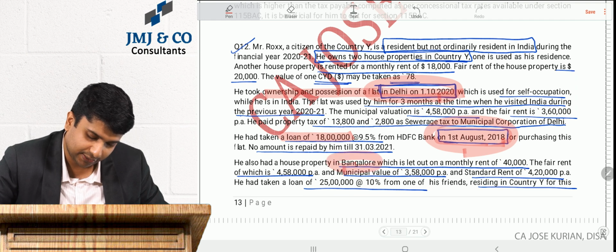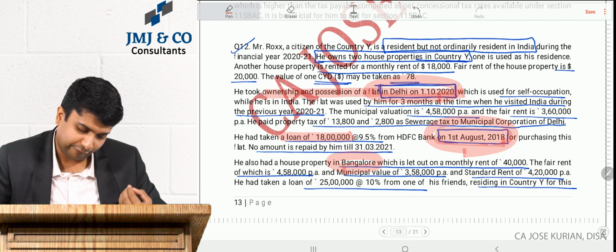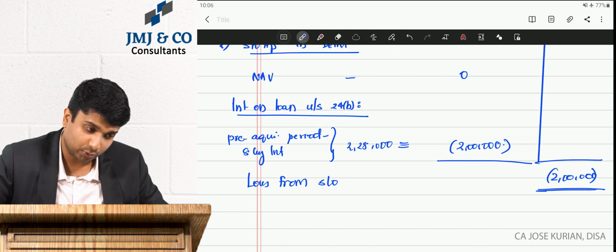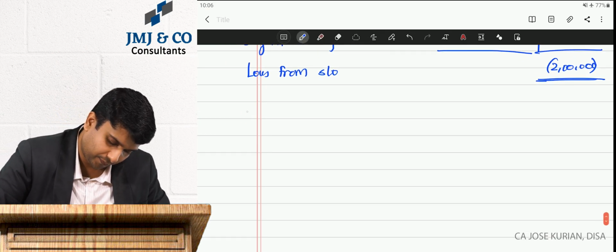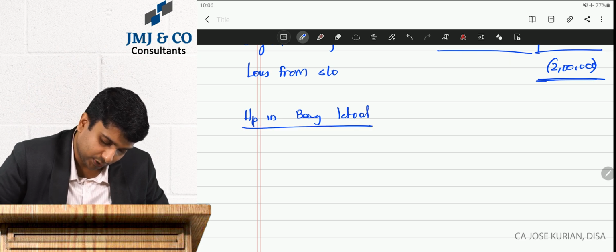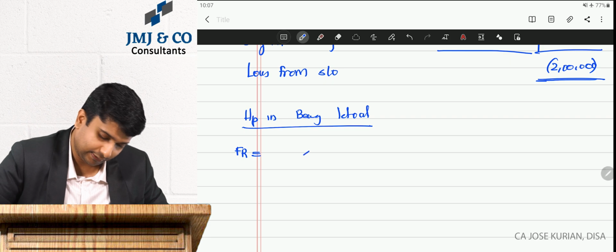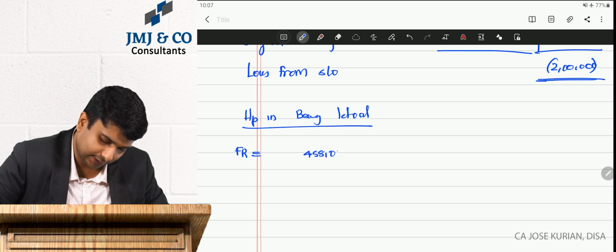So there is one more property in Bangalore which is let out for a monthly rent of 40,000. All right, and the fair rent is also given. So we will compute the gross annual value first. So house property in Bangalore which is let out. First we will determine the gross annual value. For that we have to compare fair rent. What is the fair rent given in the question? 4,58,000 is the annual fair rent.